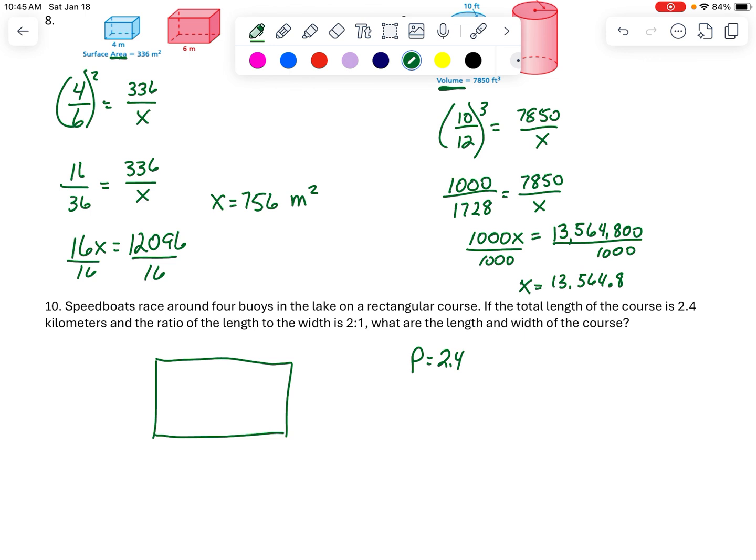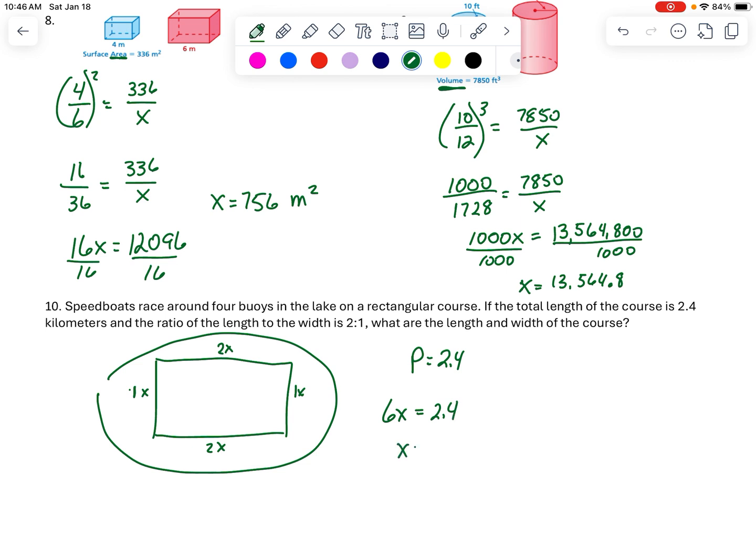So that means that we have to go with a 1x and a 2x and a 1x and a 2x, because it is rectangular. I know opposite sides are equal. So if I go with that as a total, I know I have 6 x's around my lake. So 6x is going to equal 2.4, and we get x equals 0.4 when we divide. Now, it wants to know the length and the width of the course, so we still have to take 1 times 0.4 to get one of the values, which is 0.4. 2 times 0.4 is going to give me 0.8, and those are going to be measured in kilometers.